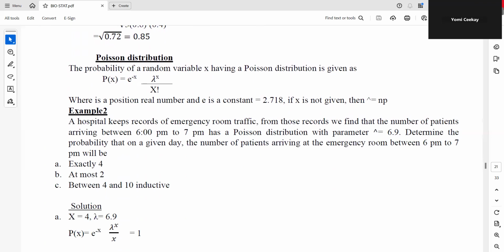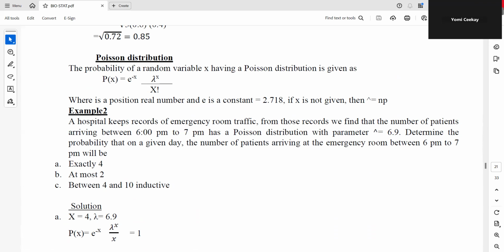0.85. Now let's go to Poisson. Because of time, I'll just give you the formula. I've given you the formula for binomial. Let me give the formula for Poisson. We make use of the Poisson distribution when our n is large, that is greater than 30.